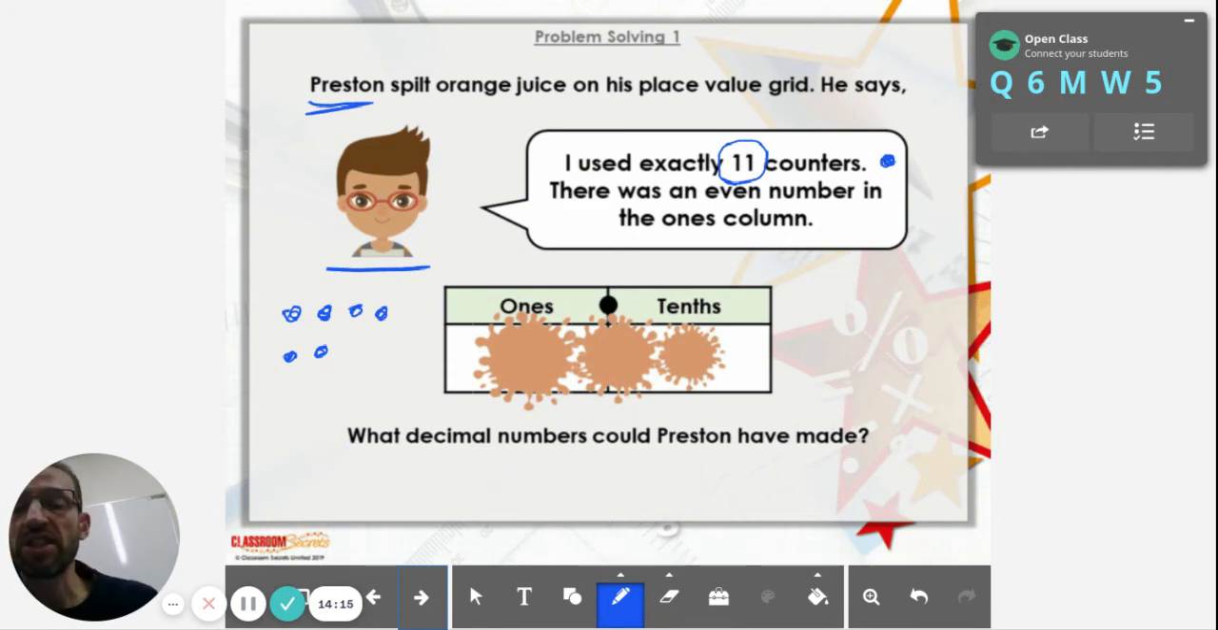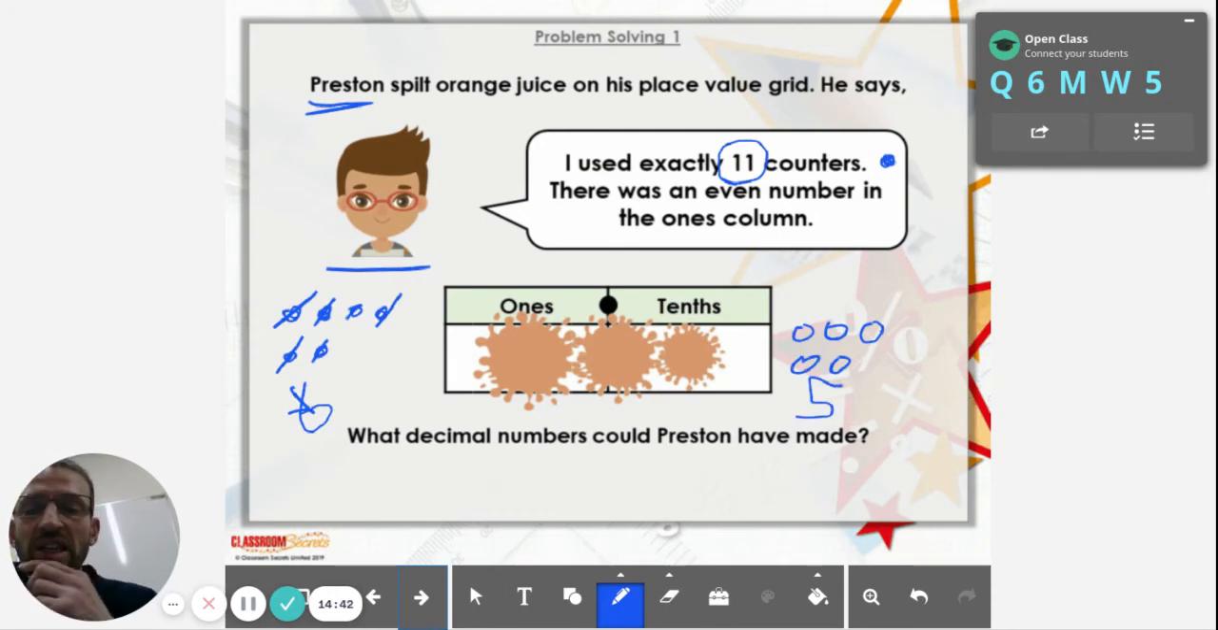So if in the ones we did say there was 6, let me just check. 1, 2, 3, 4, 5, 6. Yep. And he used 11. That means I've got to have some tenths because I've got 11 counters altogether. So 6, 7, 8, 9, 10, 11. 6 and 5 makes 11. Here's my 6. Here's my 5. So the decimal number that I could have made might be 6.5. It's not the only answer though.